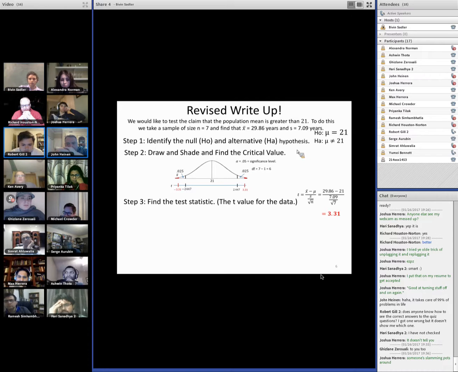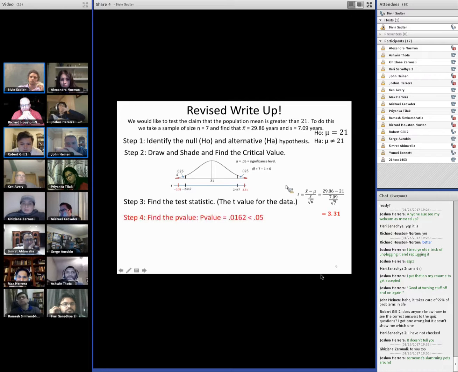So let's look at this from a different point of view. This is one that we've done before. Notice this is the Beachcomber example, mu equals 21 versus mu not equal to 21. And we said, hey, yes.